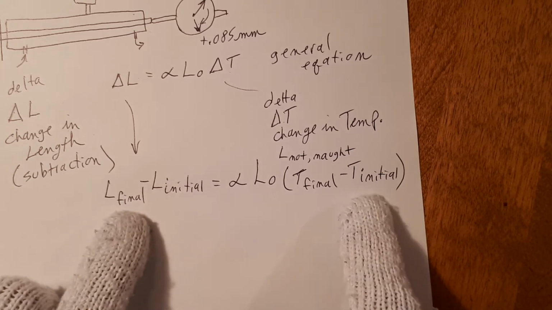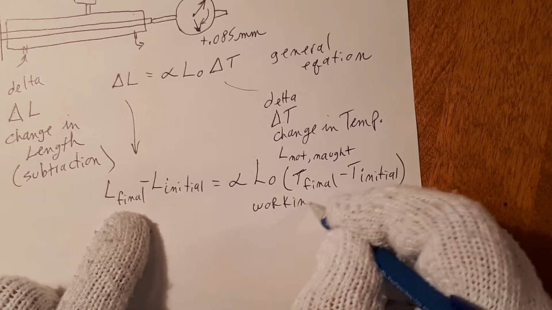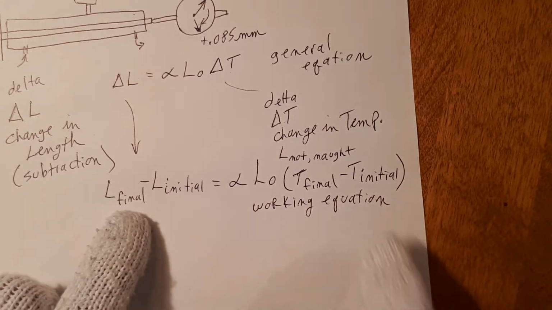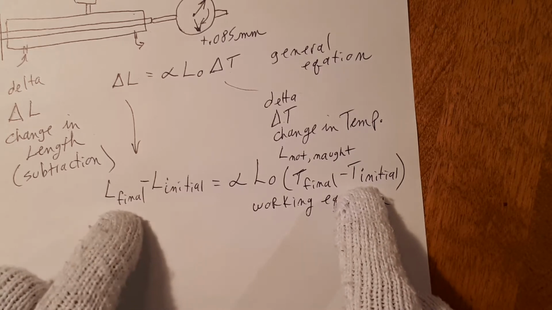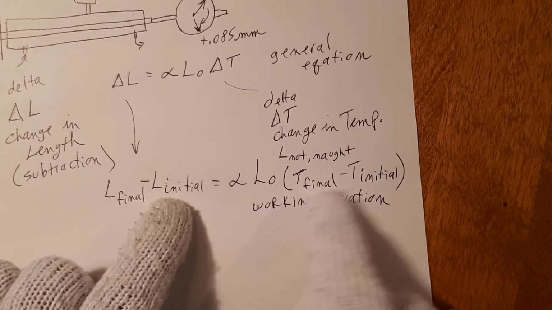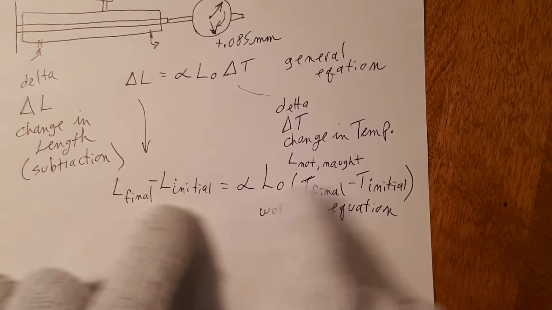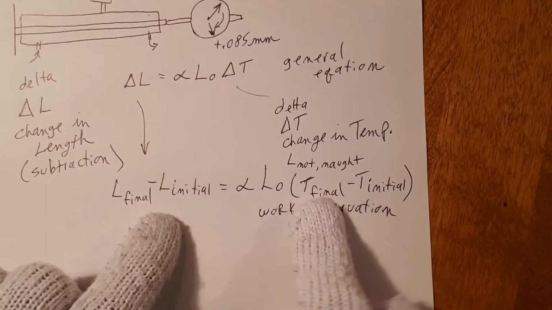This is the working equation, where the deltas are all expanded. So we can measure a final length, an initial length, the final temperature, and the initial temperature, and put all the numbers in here. In the shortened version of this equation, it looks like that. The working version looks like this.